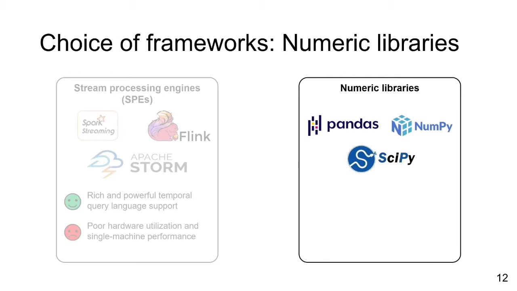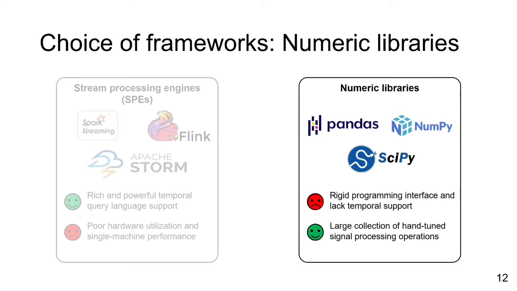This brings us to the second choice of framework, which is to write ad hoc stream processing pipelines using numeric libraries. Libraries like Pandas, NumPy, and SciPy provide a large collection of signal processing operations, which are hand optimized to take advantage of advanced hardware features like SIMD instructions to provide high performance.